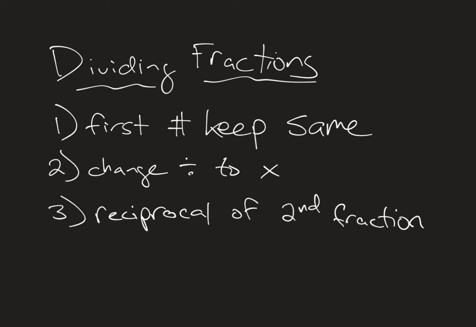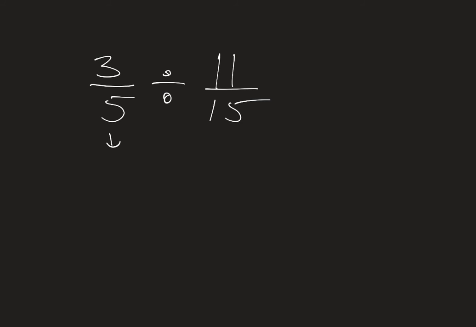So let's do a few examples. Example 1, we want to do 3/5 divided by 11/15. Now this would be kind of tricky to bar model, and that's why we use the algorithm that we just talked about. So the first number, the 3/5, we keep that the same. We're never going to change that first number. Division, we're going to change that to multiplication. The second number, 11/15, we are going to flip, take the reciprocal and make it 15/11.